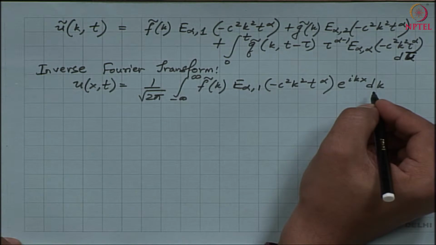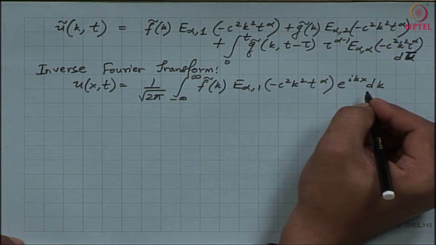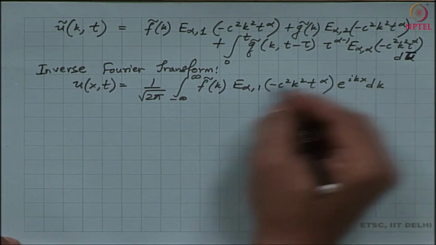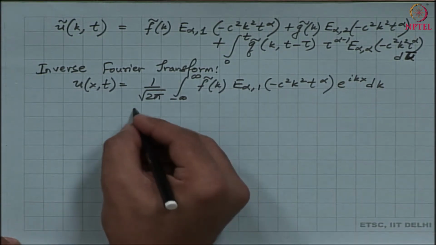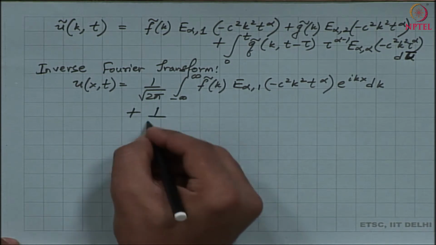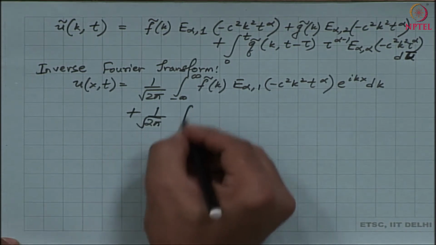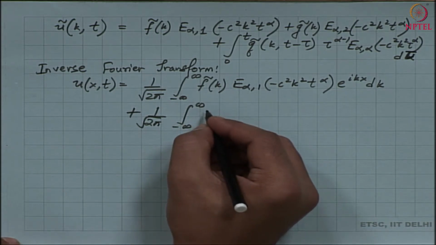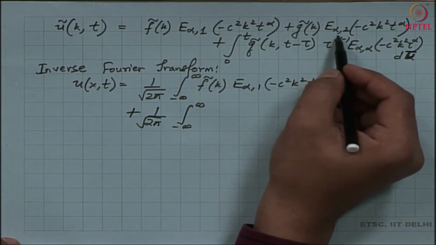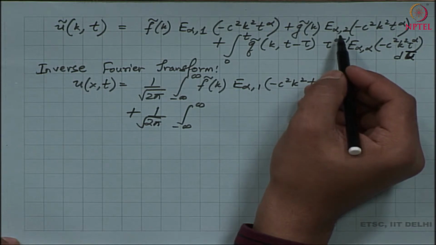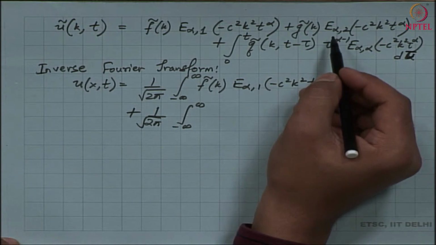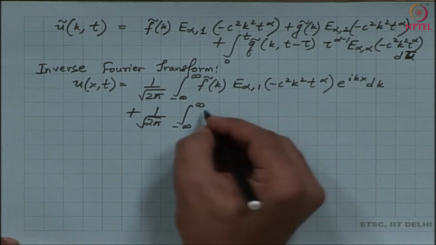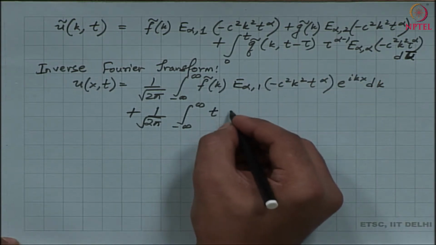Okay. So, I get my solution in the physical space. The second factor gives me 1 by square root 2 pi integral negative infinity to infinity times, note that this is the Mittag-Leffler expansion of alpha comma 2. So, when I take the inverse transform, I get that this is also t times g tilde.